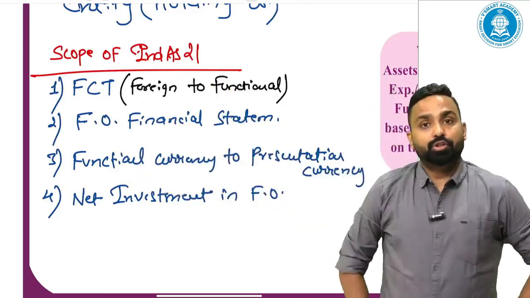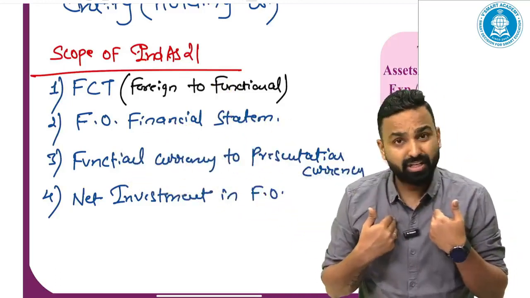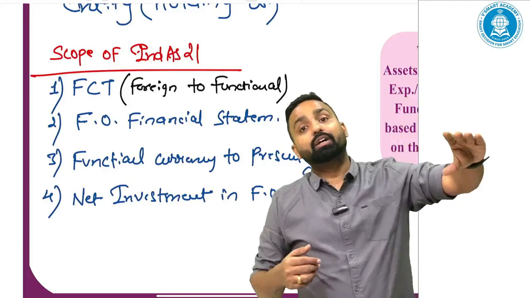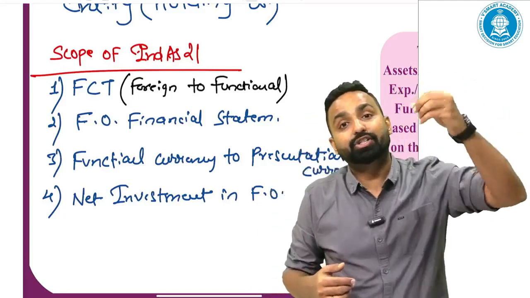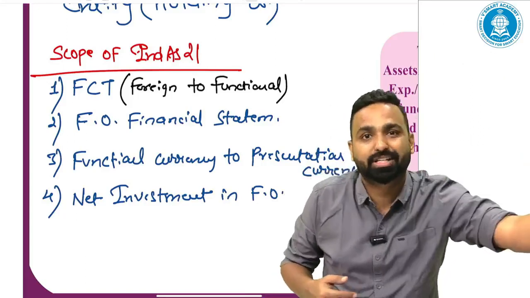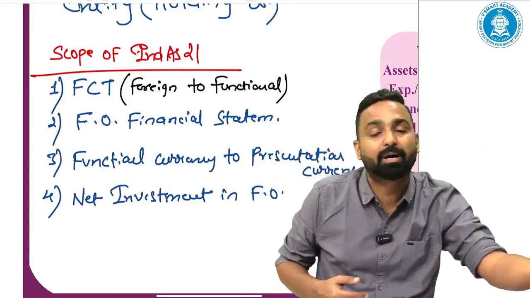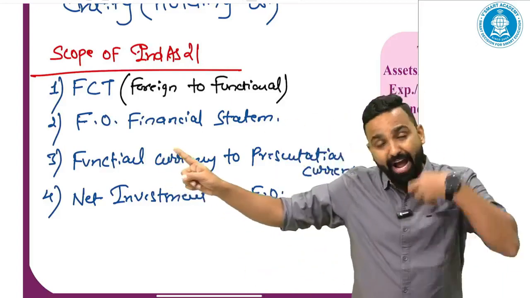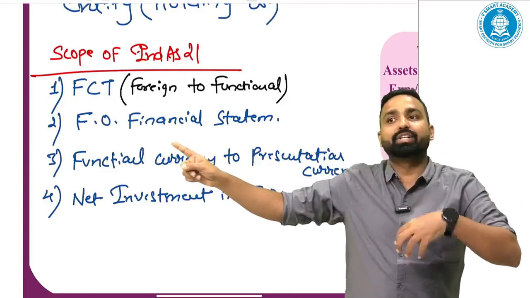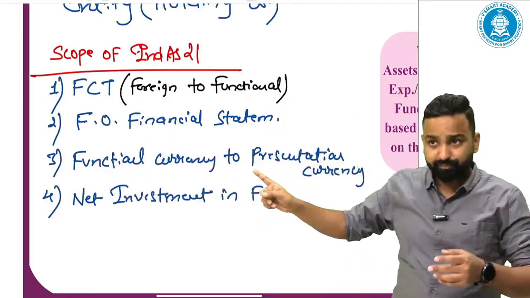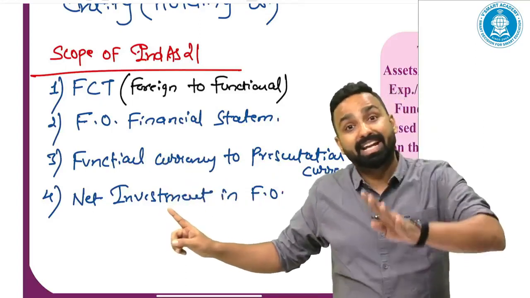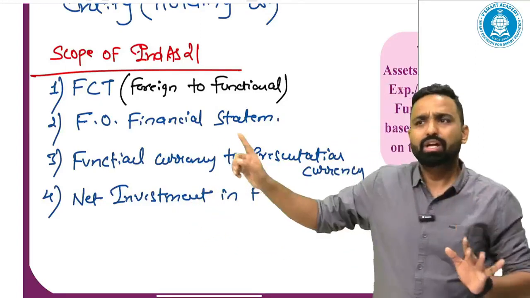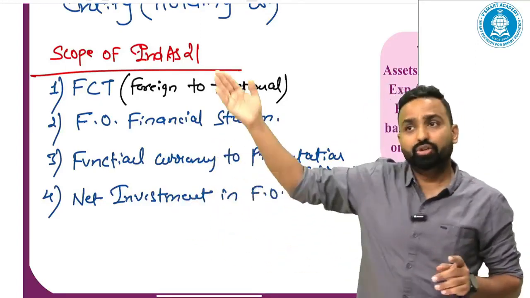Third, suppose your functional currency is Indian rupee, and you have to prepare your financial statements in dollars because your shares are also listed on the American stock exchange, or you have taken a loan from an American bank. So technically you have to present your financial statements in dollars also. So you have to convert your own financial statements from functional to presentation currency. This is the third scope. And the last scope is net investment in foreign operation. Now, this is quite different, and I'll discuss this also. When I discuss it, I'll explain it also. Don't worry. So these are the four scopes.